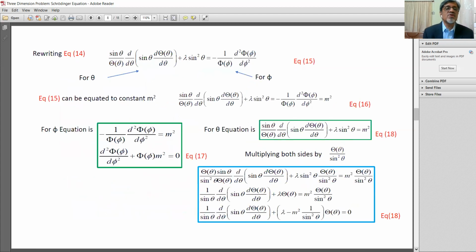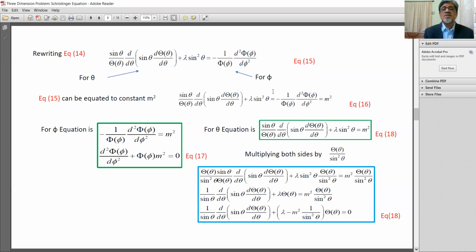Now, equation 14 has two parts, and we are just rearranging equation number 14. So the left hand side part has theta only, and the right hand side has only phi. So it can be separated, and it can be represented as equal to some constant m square. So left hand side equal to right hand side equal to some constant m square. That is what we have represented in equation number 16.